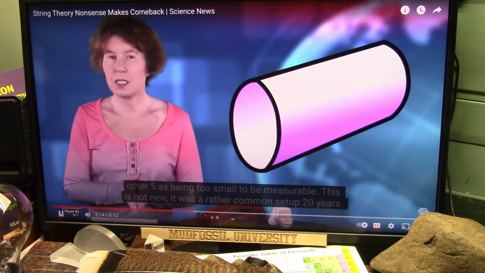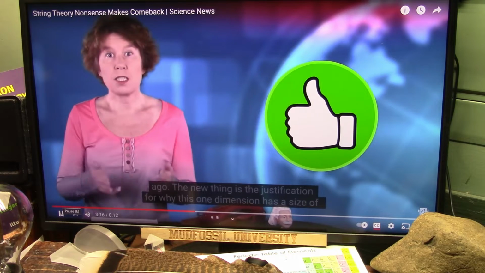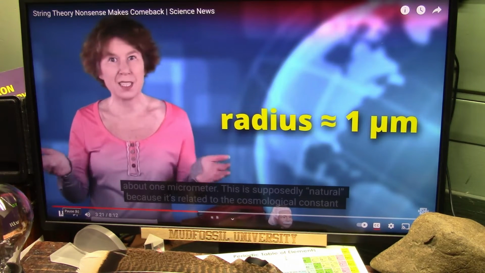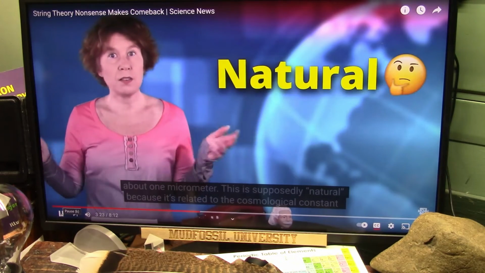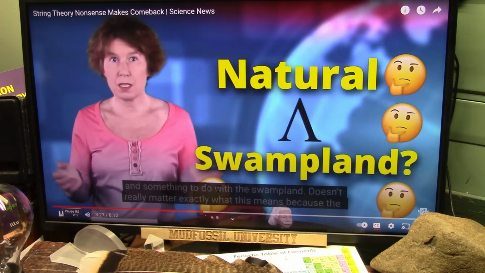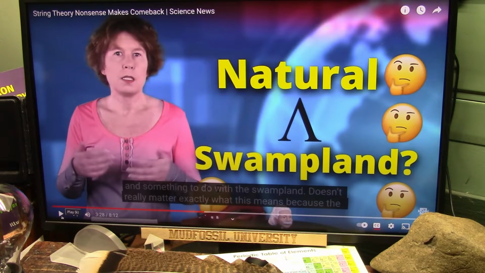Common setup 20 years ago. The new thing is the justification for why this one dimension has a size of about 1 micrometer. This is supposedly natural because it's related to the cosmological constant and something with the swampland. Let me just tell you something.